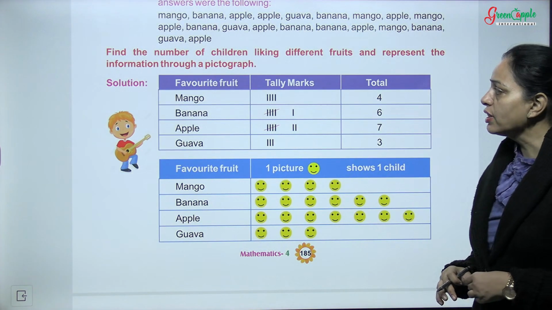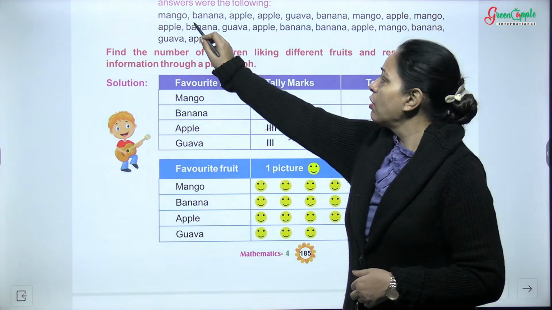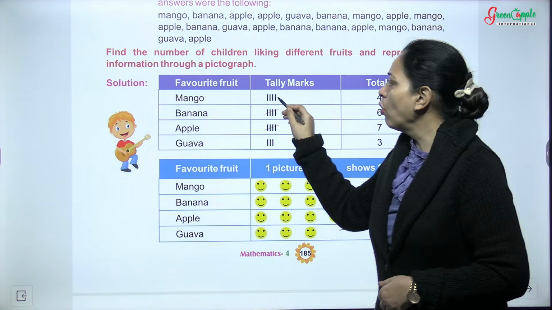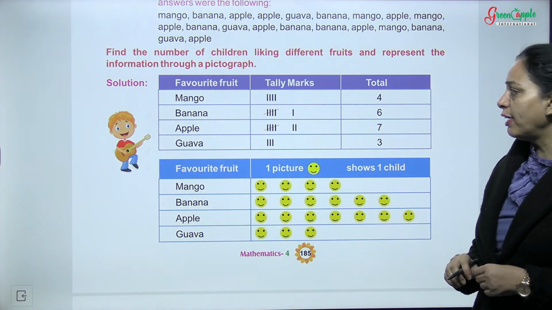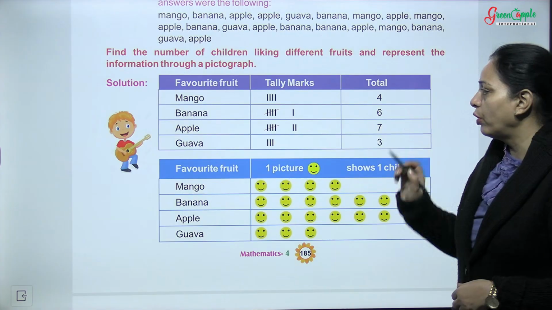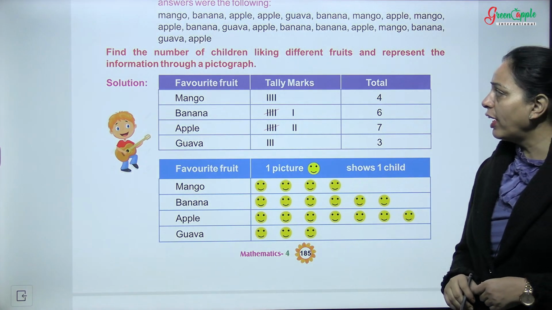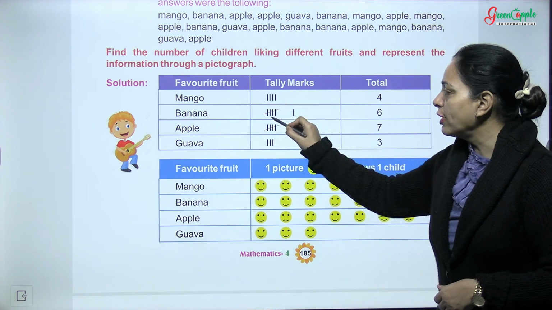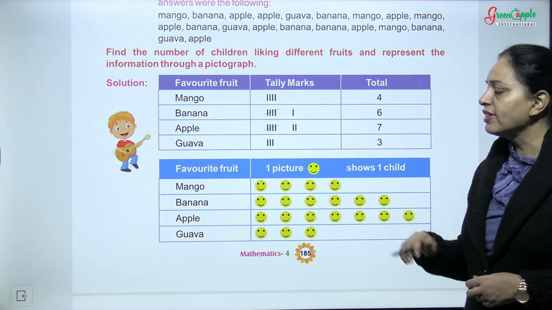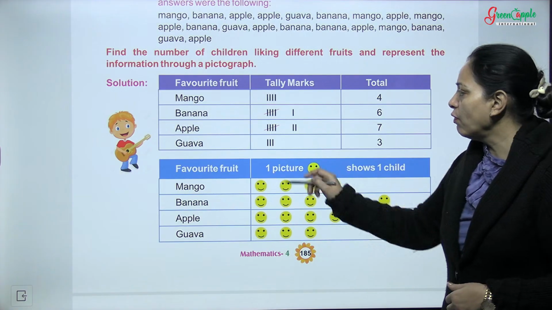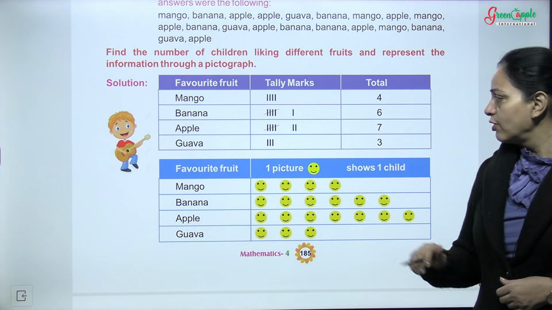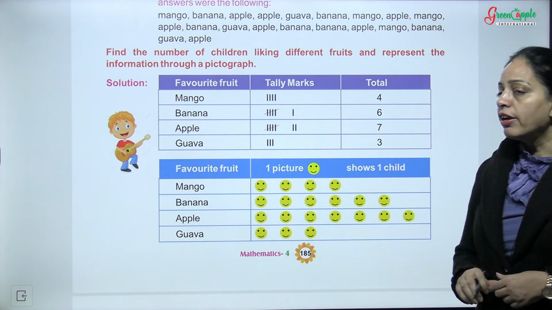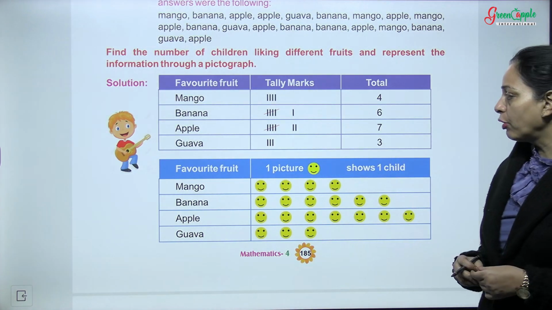Now mango, just count it. Mango how many times? 1, 2, 3, 4. So 4 children like mango. So 4 here and 4 here. Now banana, how many like banana? 6. So 5 and 1, 6. So make a bunch of 5 and 1 and write here 6. Now apple, how many? 5 and 2, 7. So 7 here. And guava 3. So 3 here.